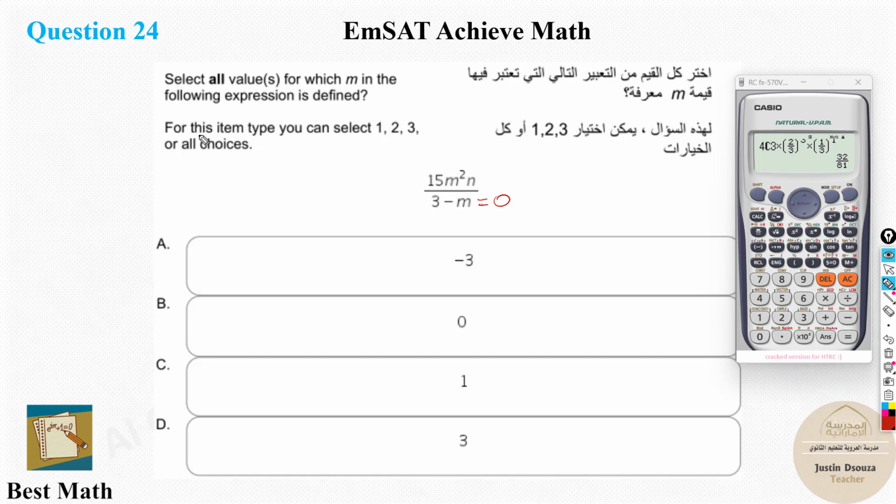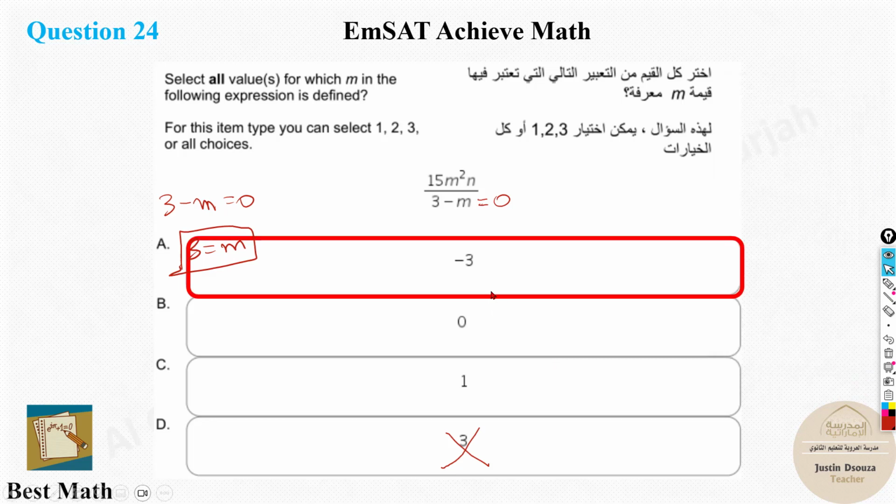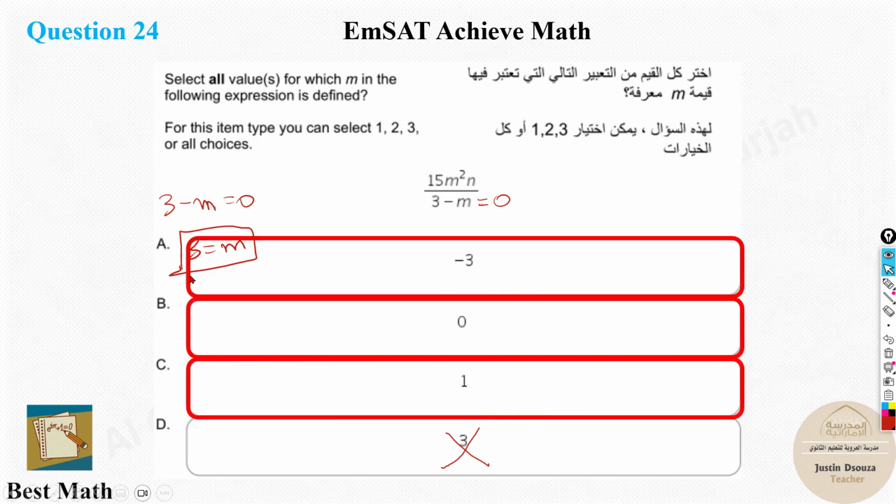Now let's just equate this. So I have 3 minus m equals 0. So where is it undefined? When 3 equals m. So this value, 3 equals m, is the undefined value. All I need to do is find the defined values, so avoid this value, 3. All the others are the answers. So there are 3 answers in this. Just avoid the undefined value. That is, equate the denominator to 0, and you will find the undefined values.